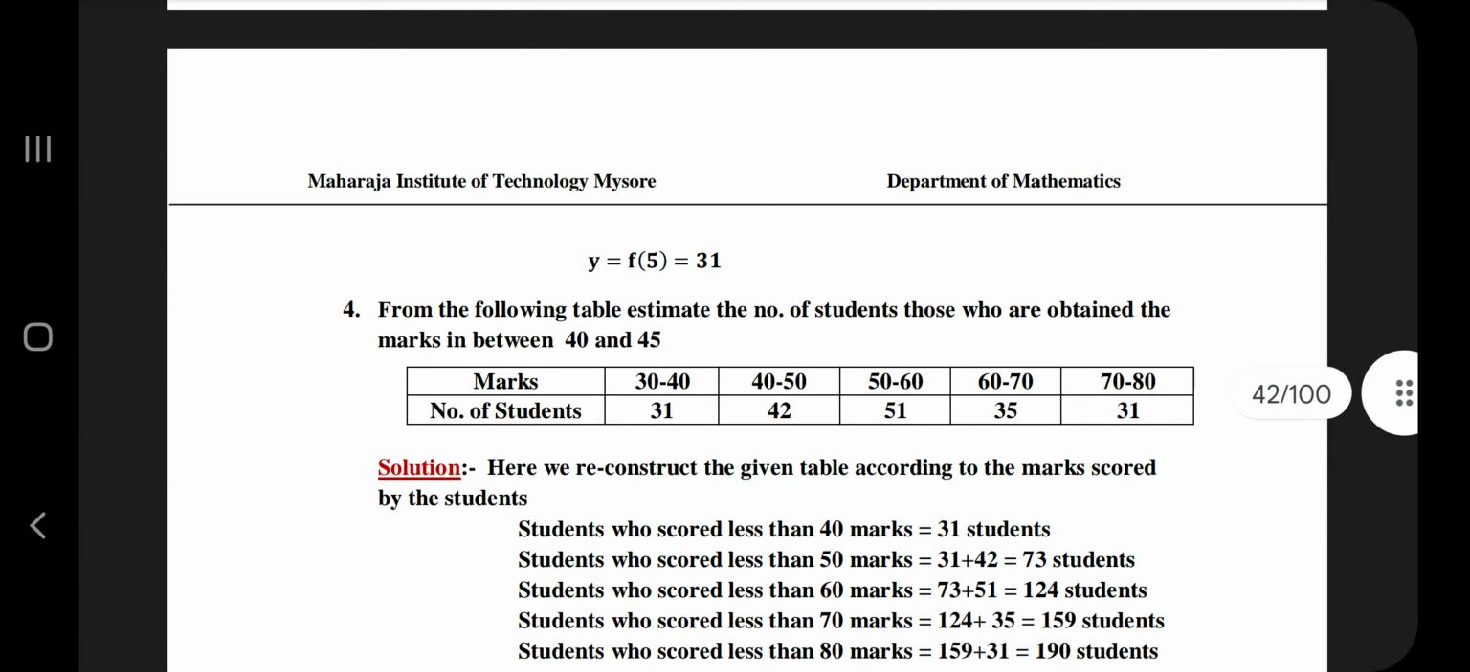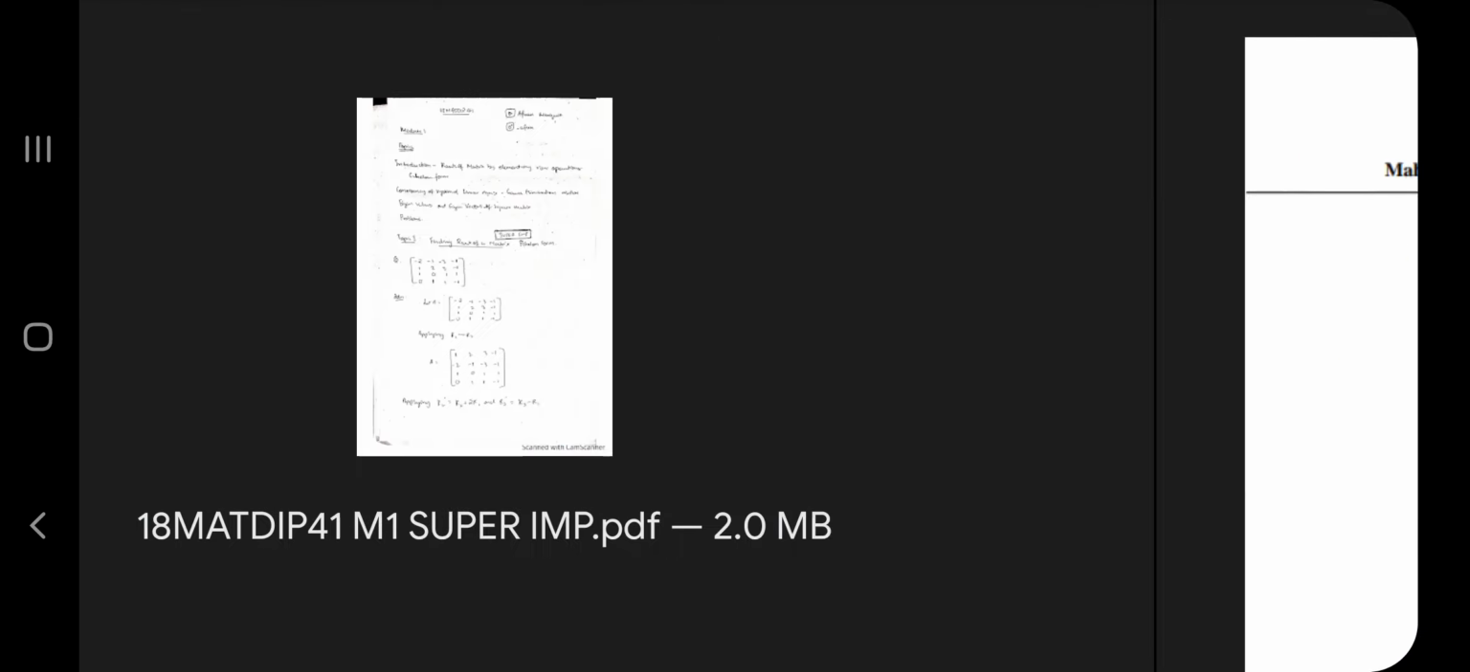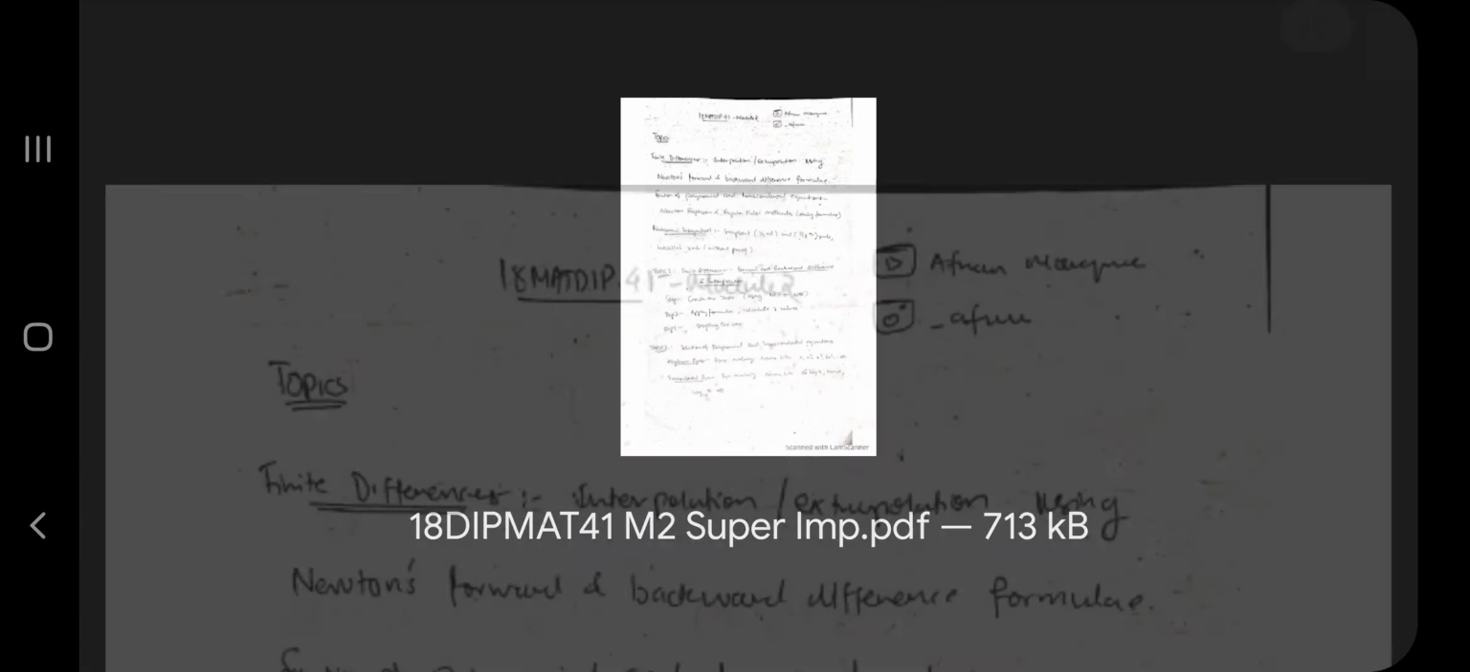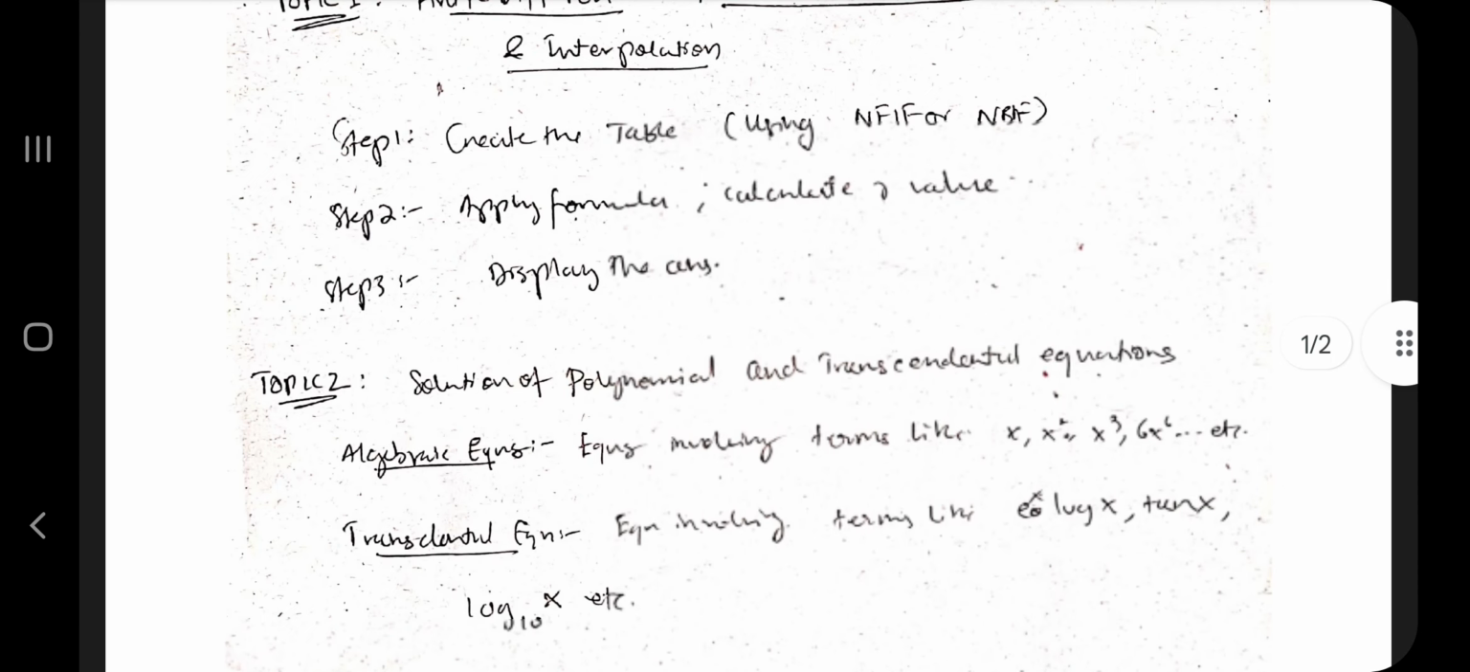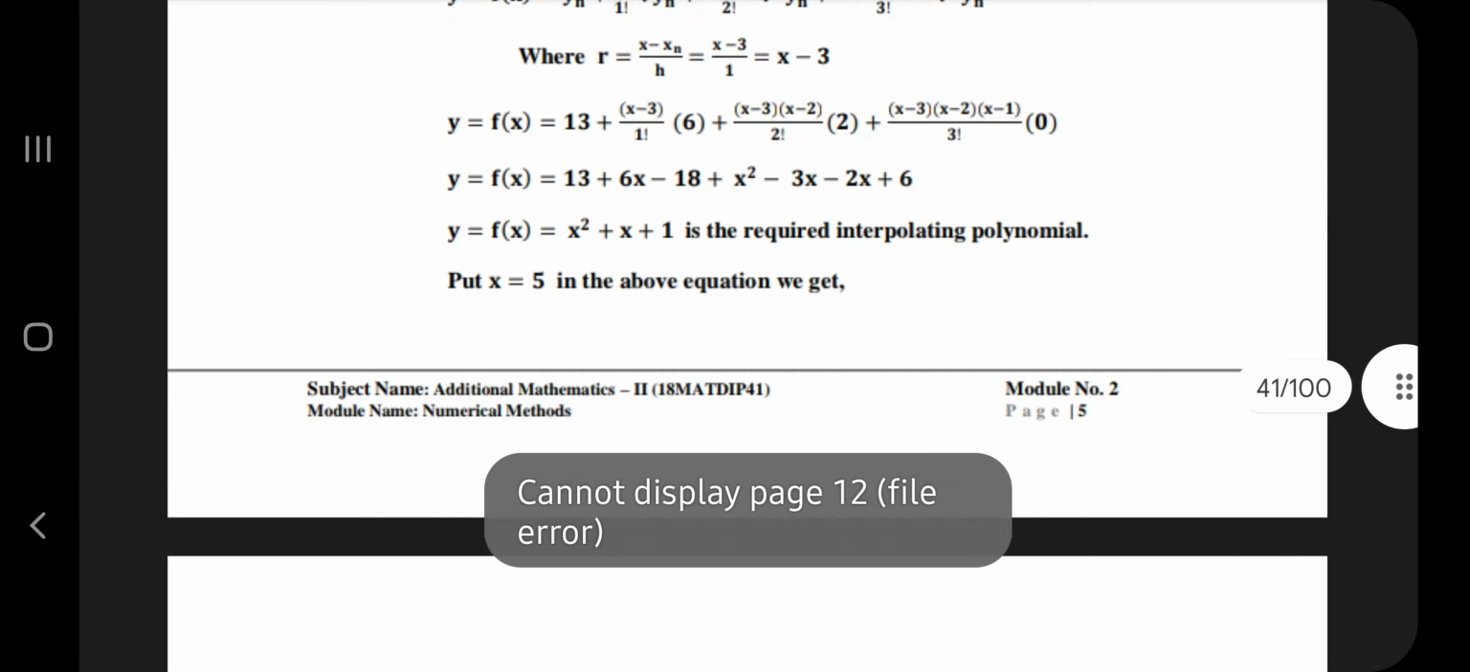So let's move on to the next one, which is the second topic, and the second topic is regarding the solution of polynomial and transcendental equations. This is just a very simple topic. All you have to remember is a few key concepts. So I'll be telling you what the key concepts are. Basically, the difference between two things you have to mention here.